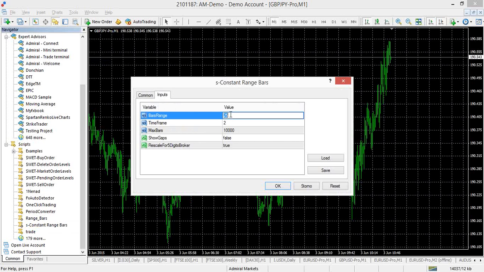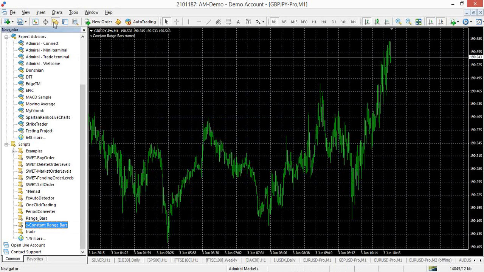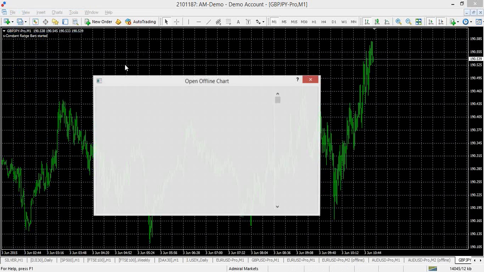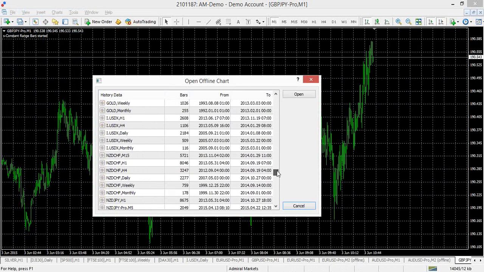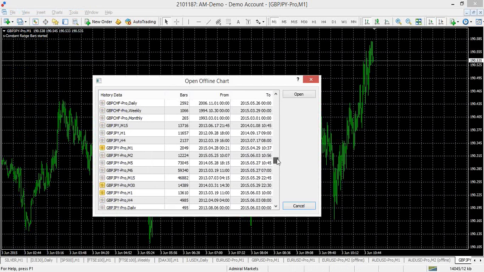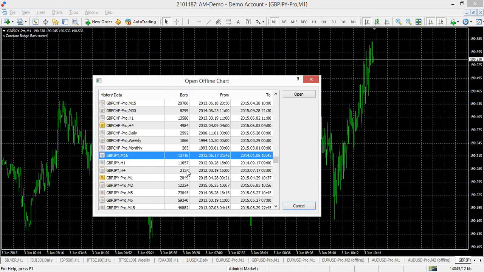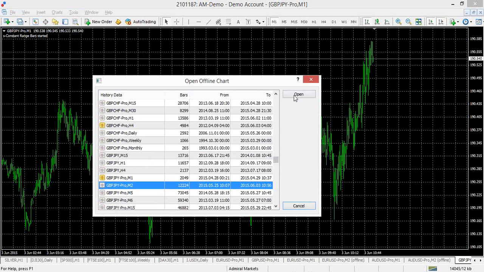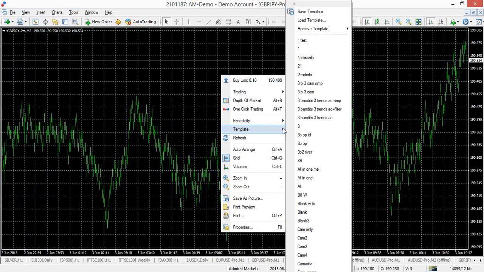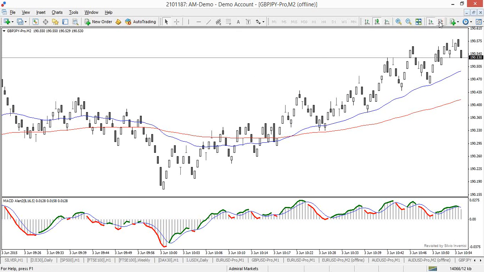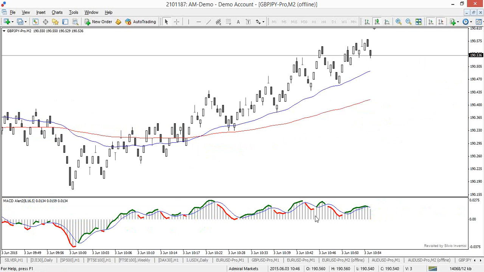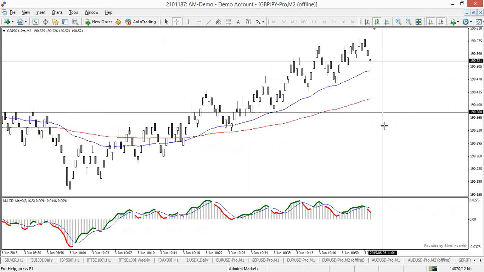We drag the script, change the range bars once again to 2, click on OK. Click on Open Offline, go to Pound Yen and find M2. Click on Open. Go to the template. Already, there it is. So this looks bullish, that's good.